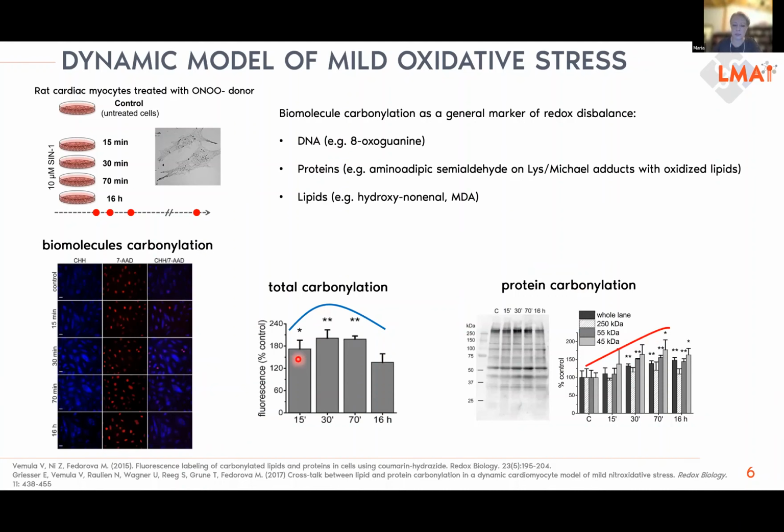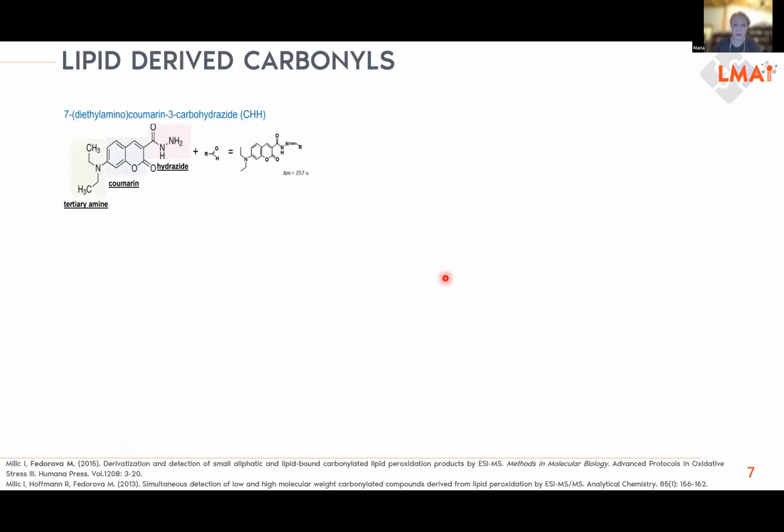So that means this increase in the first time points post stress induction is actually coming not from the proteins, but rather from lipids, since we excluded the DNA. So then we decided to look for these lipid-derived carbonyls. And of course, in the beginning, we didn't dare to dig into these complex lipids. So we looked for some well-known markers. And these would be low molecular weight carbonyls, such as hydroxynonenal or malondialdehyde.